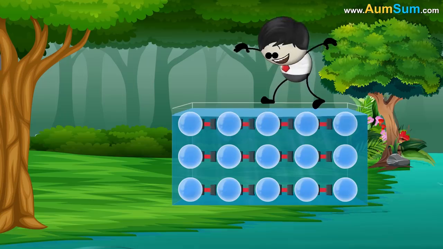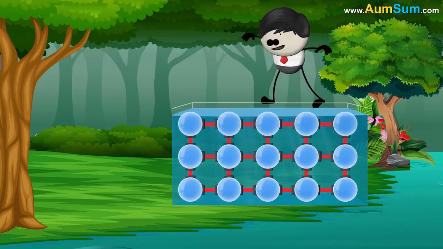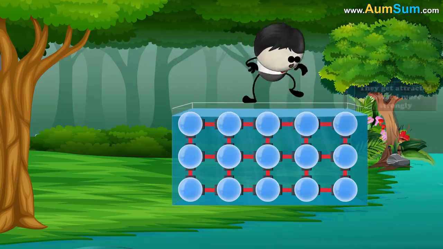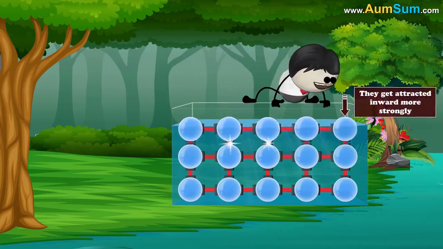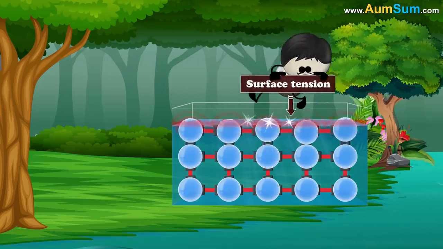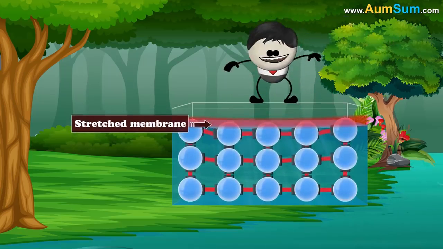Each water molecule is attracted by other molecules around it in all directions. But since the molecules at the surface have no molecules above them, they get attracted inward more strongly. These inward forces of attraction create surface tension, thus making the surface act like a stretched membrane.